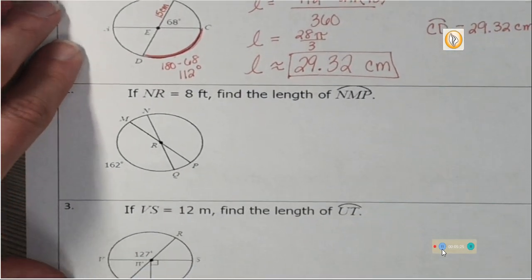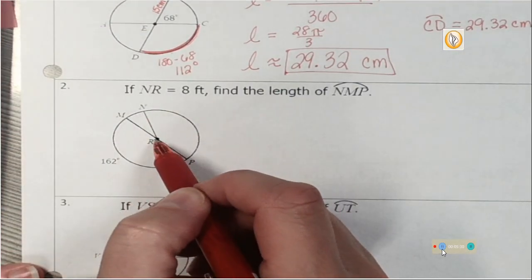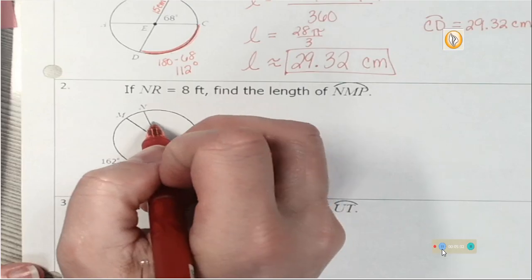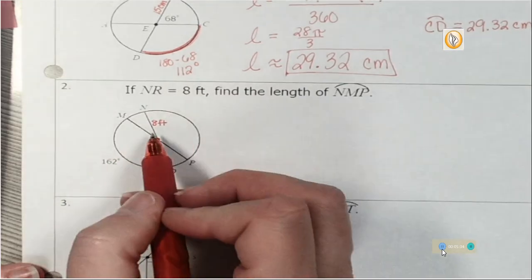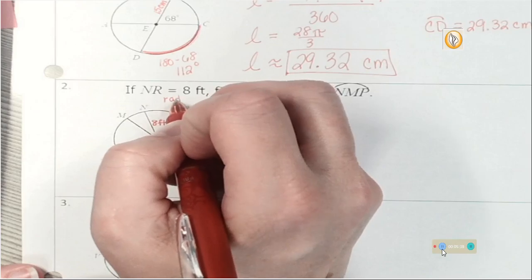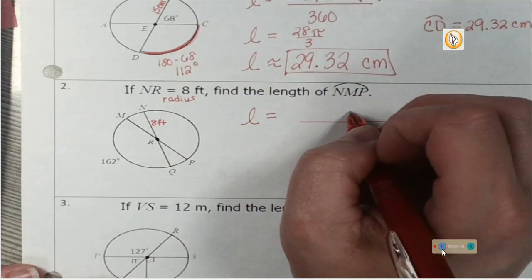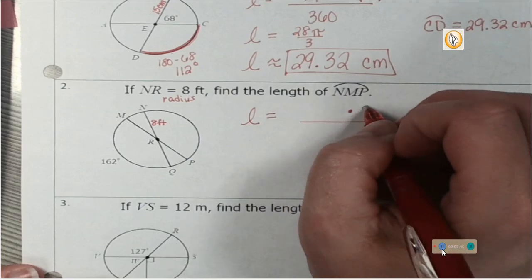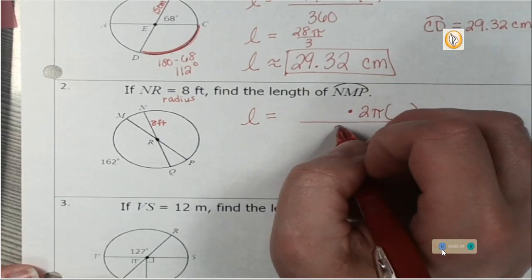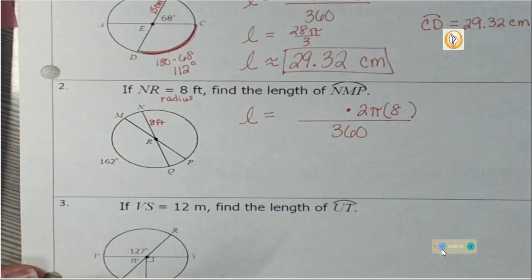Alright, next one. Number 2 says if NR is 8 feet, so if this is 8 feet, is that your diameter or your radius? That's my radius, okay? So when I get ready for length equals arc degrees times 2 pi r over 360, my r is 8, so I'll plug that in.